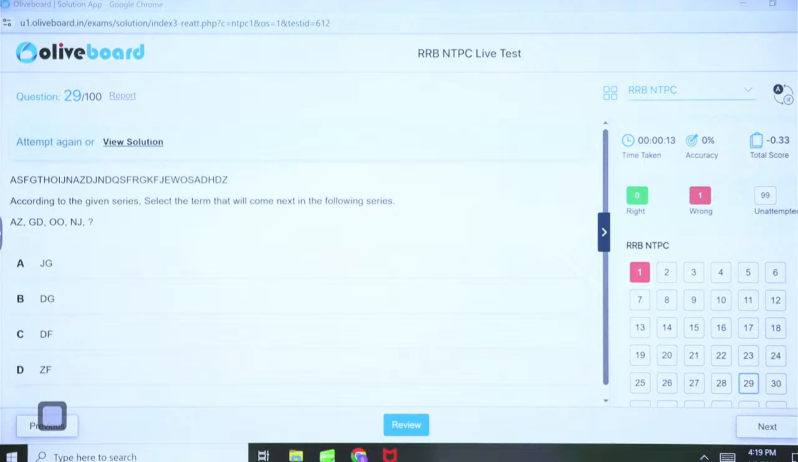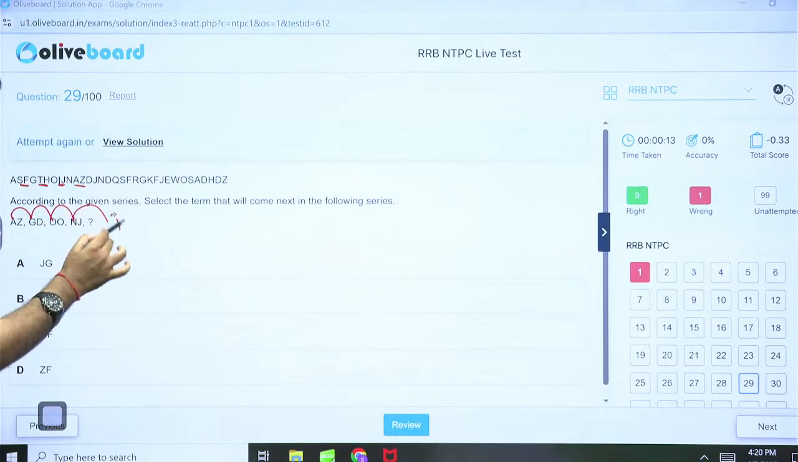Yes. So we'll check. From A, we are going to G. So we are skipping 2 letters. From G, we are going to O. So we are skipping 2 letters again. From O, we are going to N. We are skipping 2 letters again. So from N, skipping 2 letters, we'll go to D. So our answer will start with D.